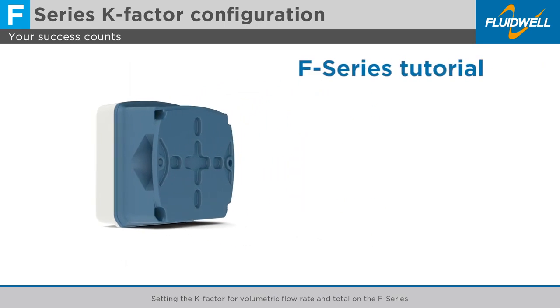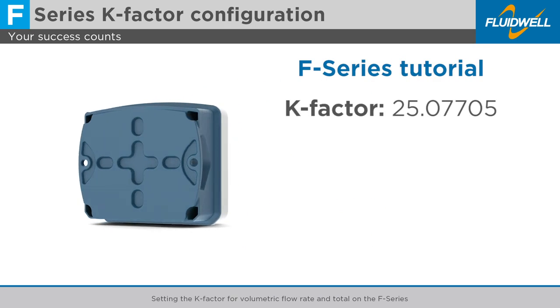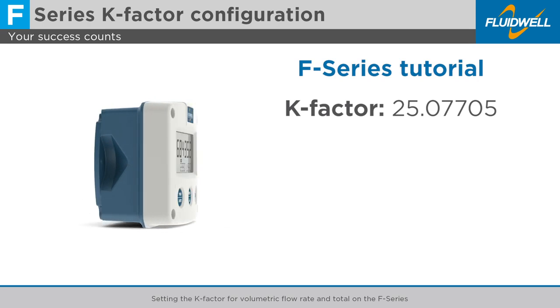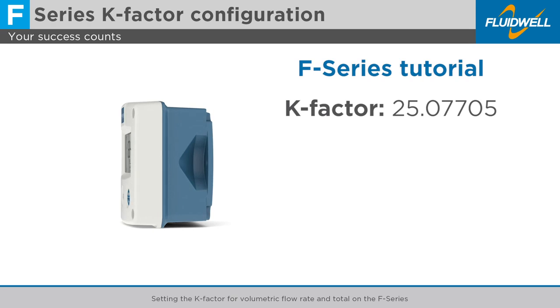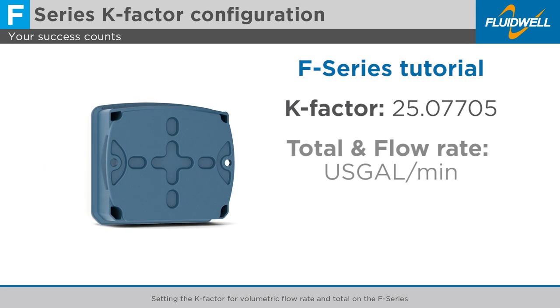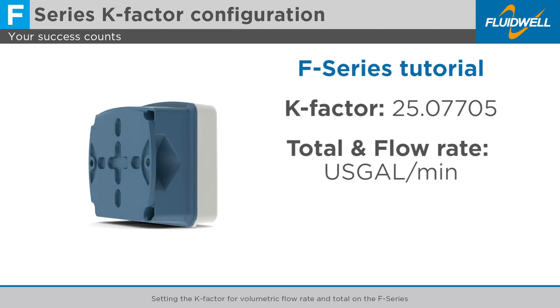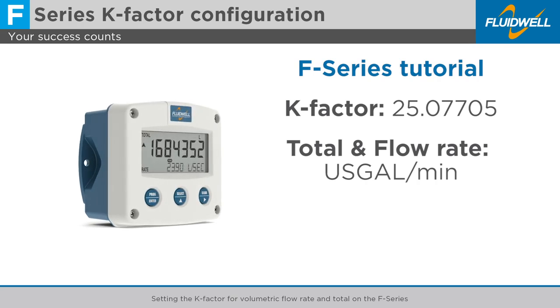In this tutorial, we will set the K factor for volumetric flow measurement to 25.07705. Furthermore, we will configure the settings to display the total and flow rate in US gallons per minute. Let's take a look how this works.